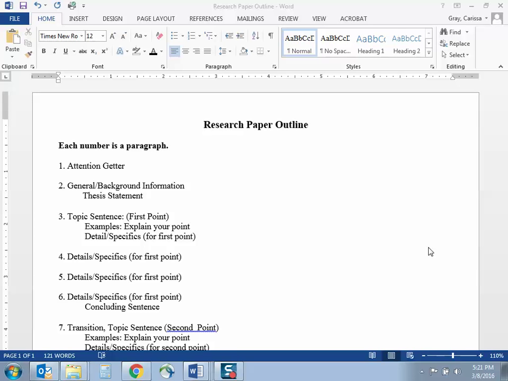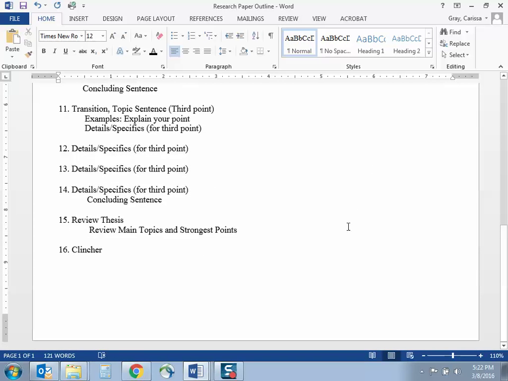The first thing we will do today is discuss the structure of the research paper. In other words, how should your research paper be set up? What should the structure be? If you look at this document, please take this out, your research paper outline. You can see that I tell you exactly what should go in each paragraph. Each number is a paragraph. So the total number of paragraphs that you need is 16.